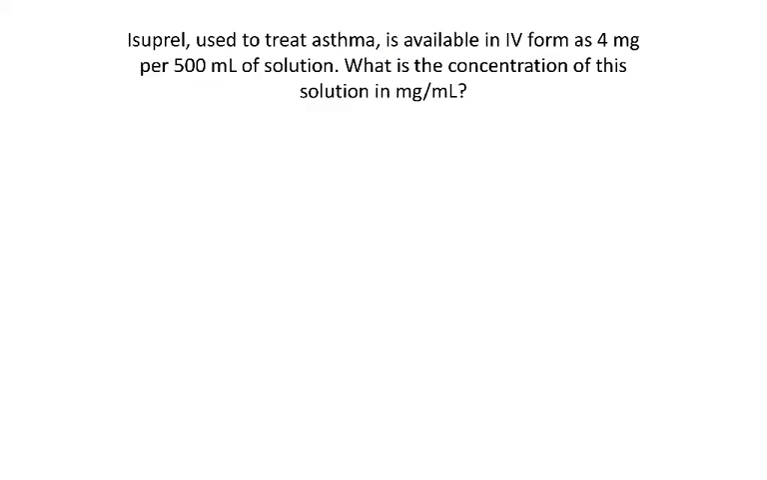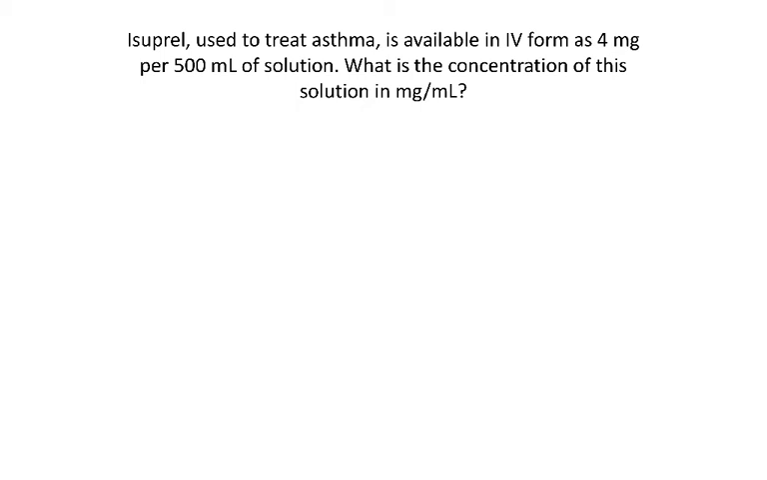Okay, so here's the first one. Isuprel is used to treat asthma, is available in IV form as 4 milligrams per 500 milliliters of solution. What is the concentration of this solution in milligrams per milliliter? Okay, so I included this question here because this actually trips up quite a few students. They're trying to figure out, use some sort of concentration given, and this is actually the simplest problem.